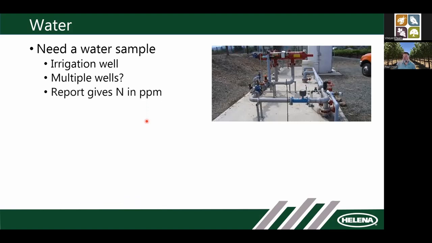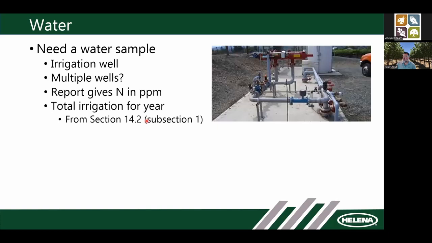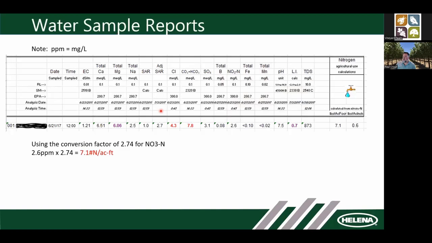Your report will give nitrogen in parts per million. That is a pretty common reporting. It'll either be parts per million or milligrams per liter, which is the same number. You'll also need your total irrigation, which you've already calculated. And so here's an example of a lab report.